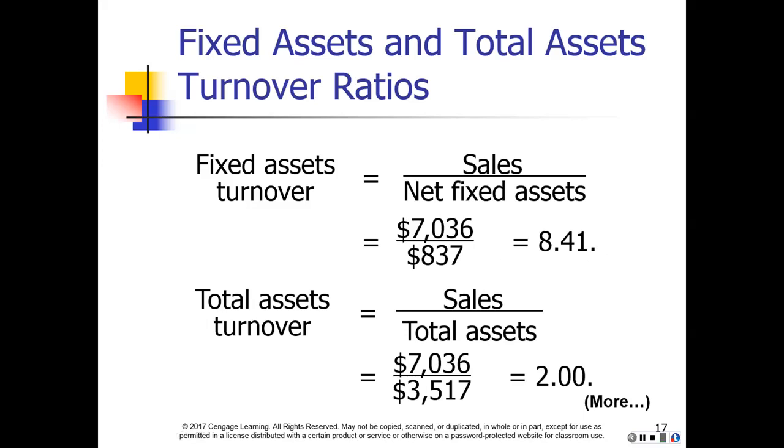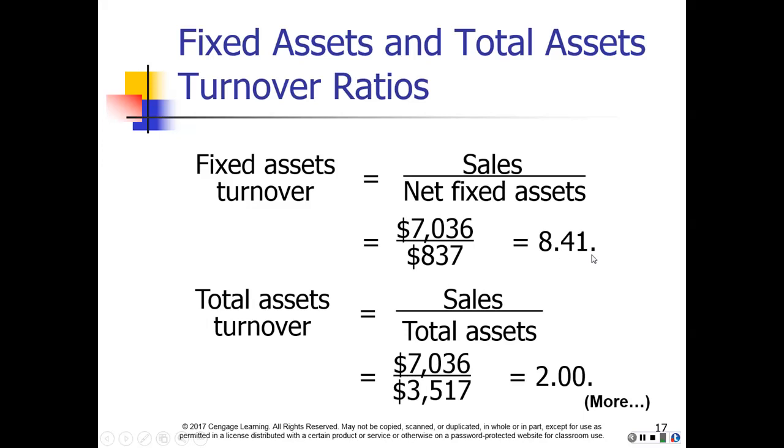Again, to find out where these numbers come from, these are rounded to thousands, and they come from the mini case at the end of the chapter. The amount of sales is from the income statement, and the amount of net fixed assets is from the balance sheet.